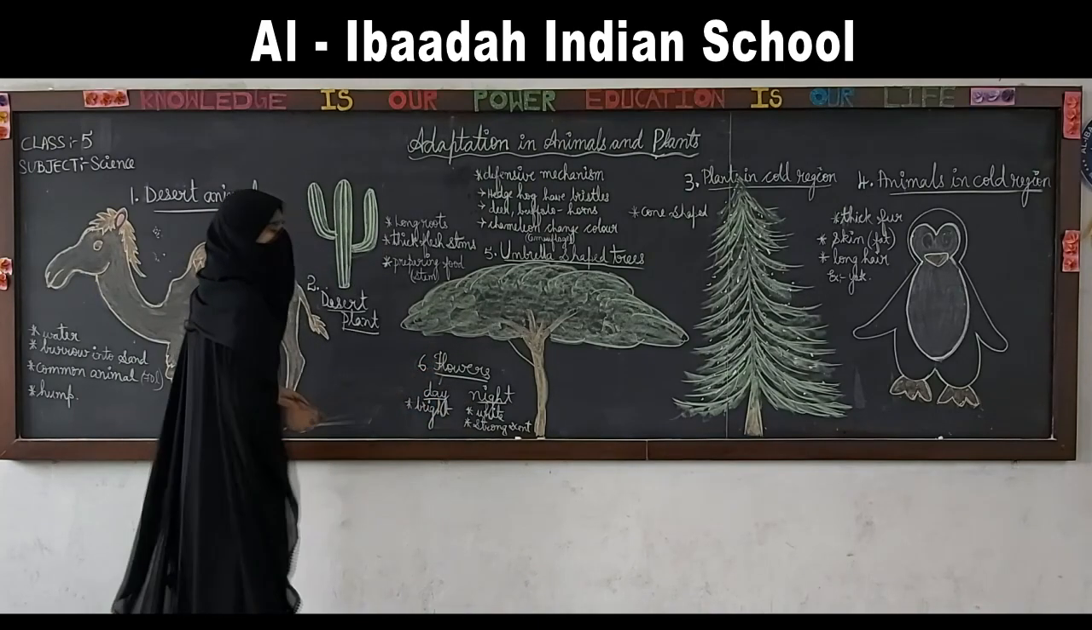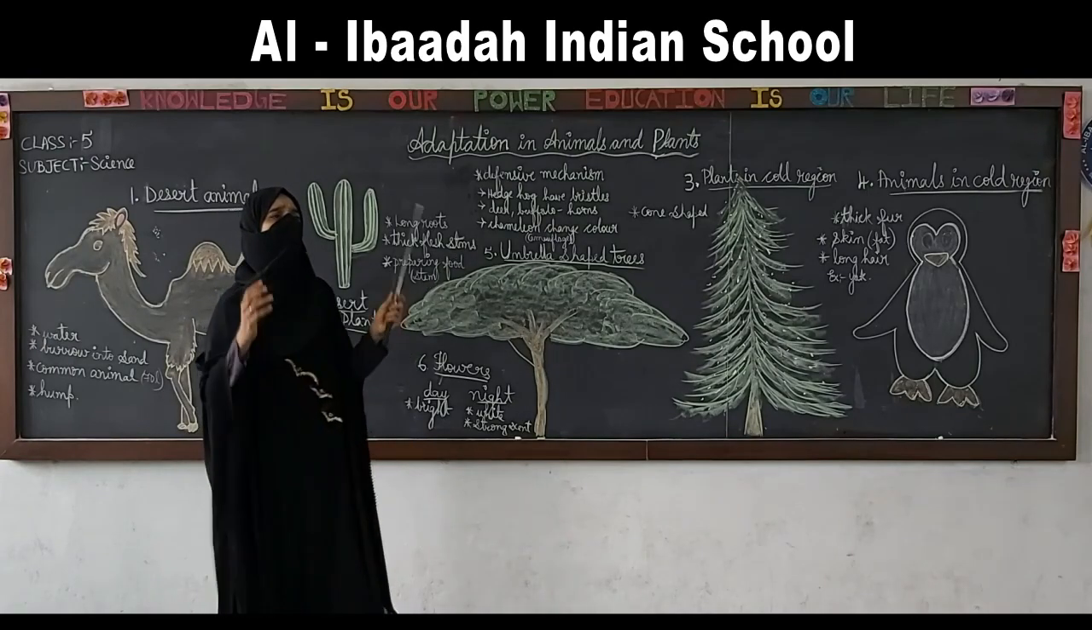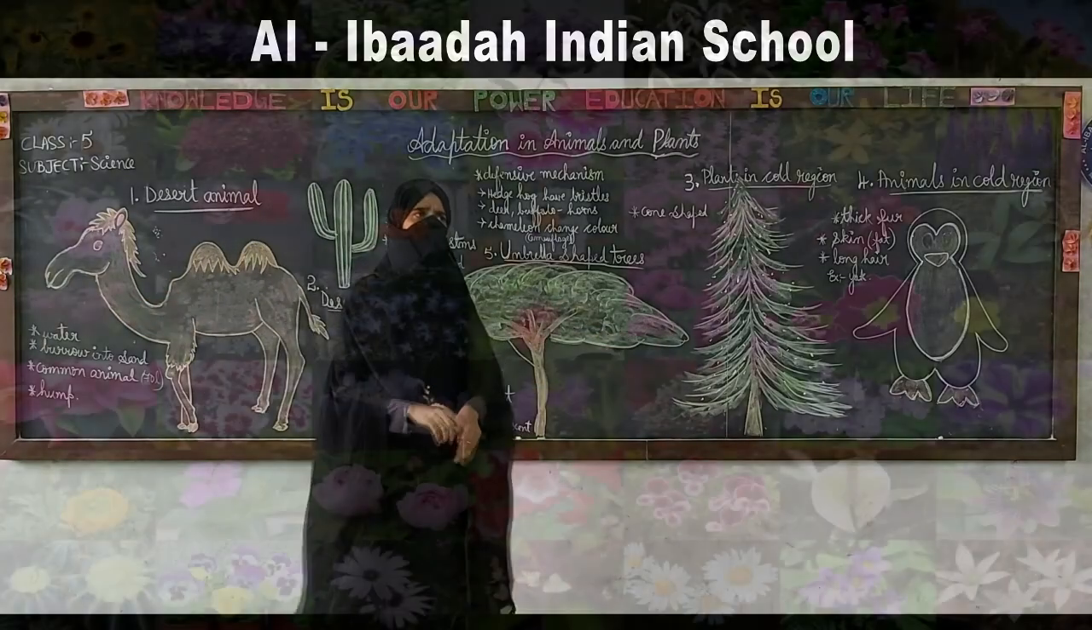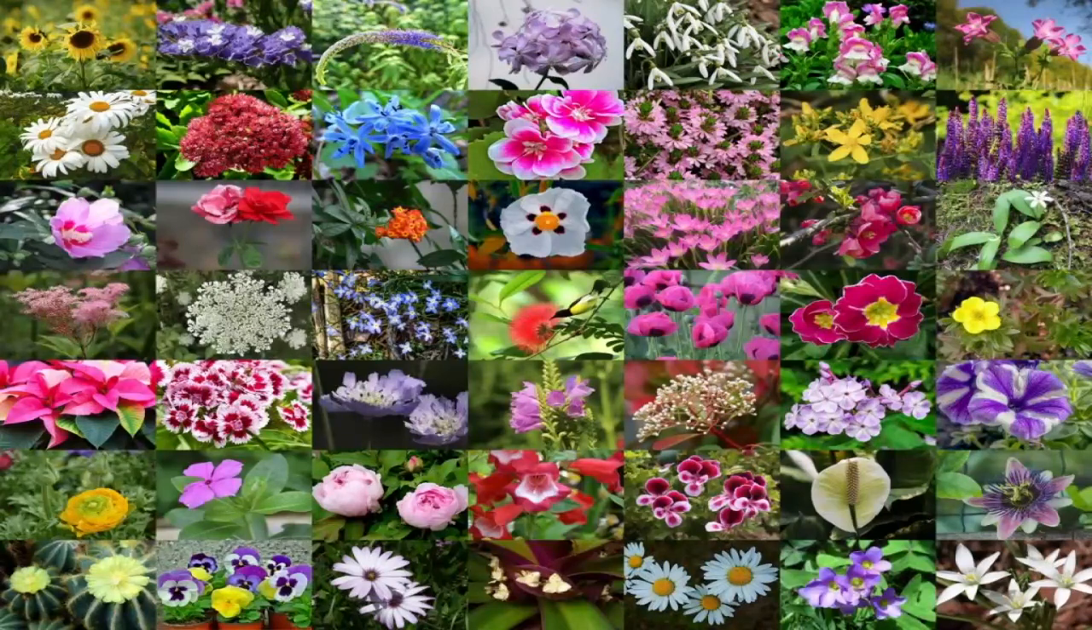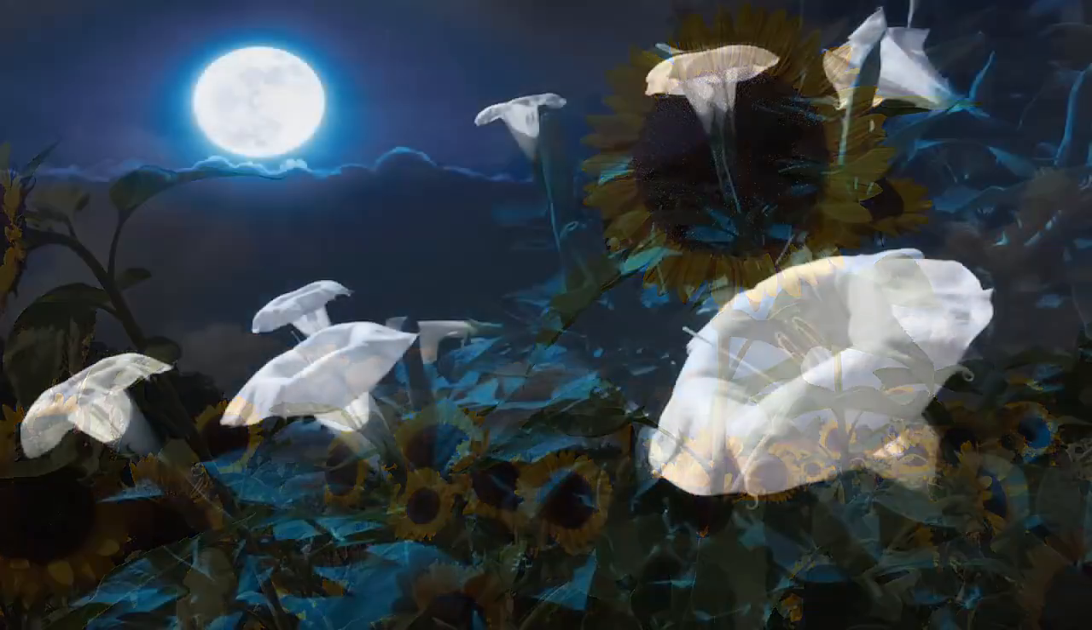And next is flowers. Flowers are of many colors and of different shapes, but there are two types of flowers. One flower which blooms in the day and one flower which blooms at night.